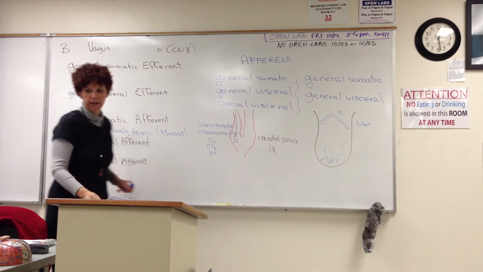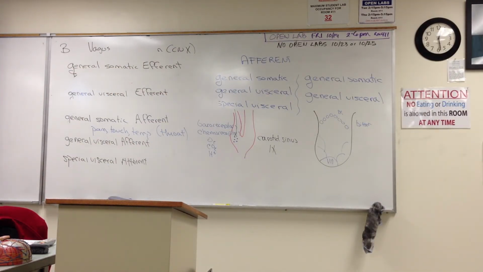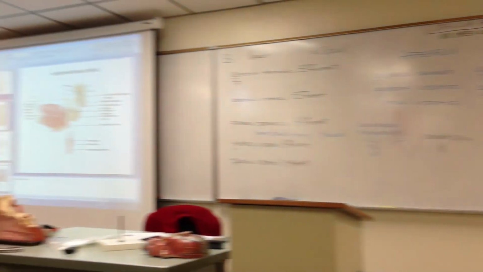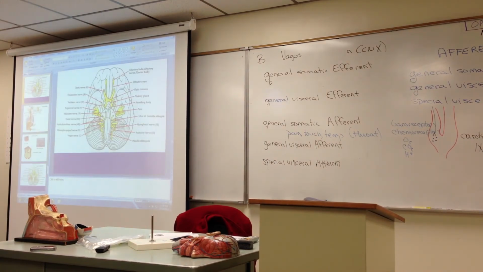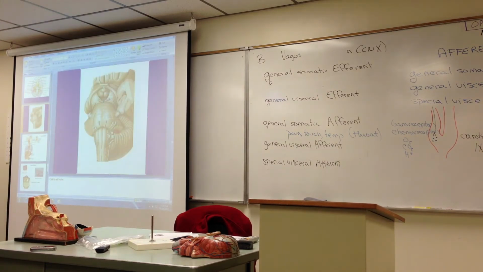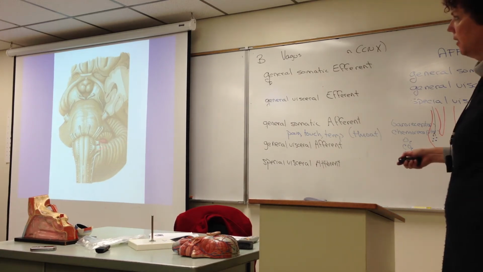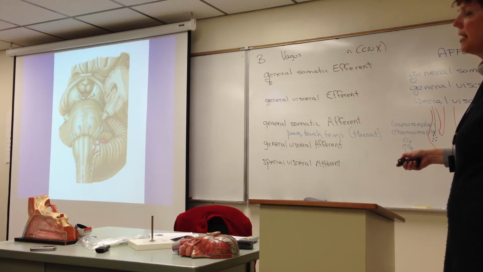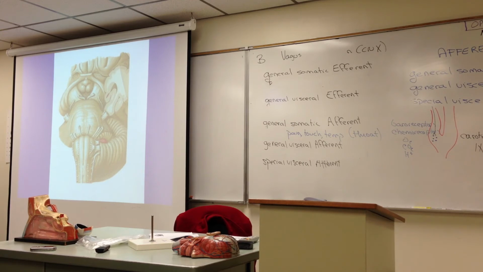Okay, vagus, a word meaning wanderer. And it has the longest pathway of any of our cranial nerves. So here's vagus, right here. All three of these nerves go through the jugular foramen, so kind of the posterior portion of the brain.